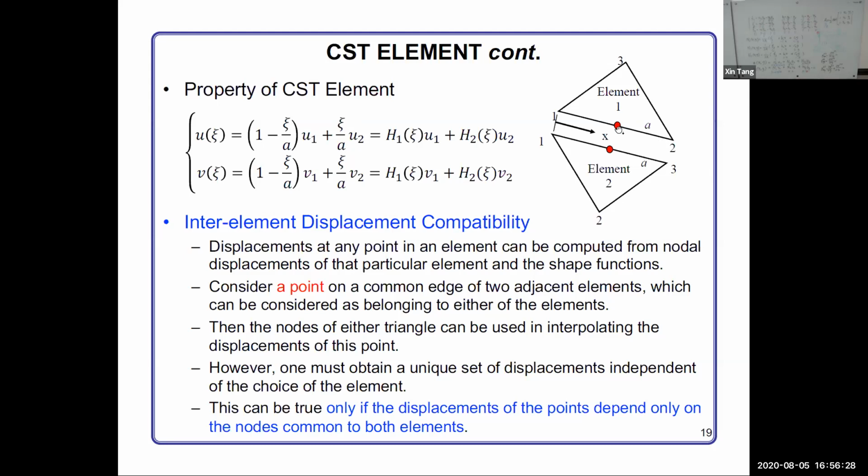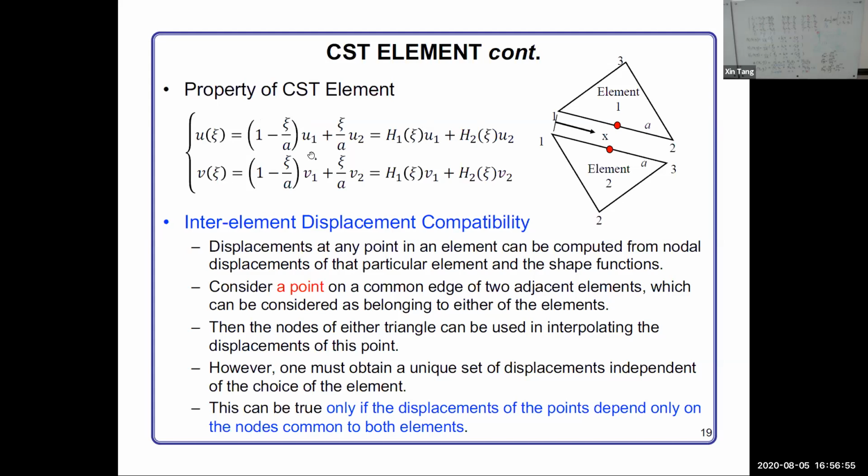The V direction, the Y direction displacement of this point, is also 1 minus phi over A times V1 plus phi over A times V2, right? So this matches with point 1 and point 2 when phi changes. And in between, they are linearly distributed, okay? Now, this is the function.